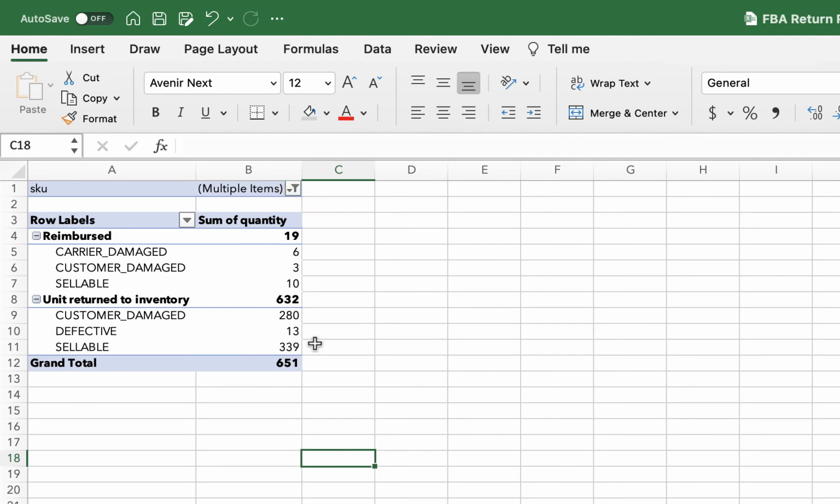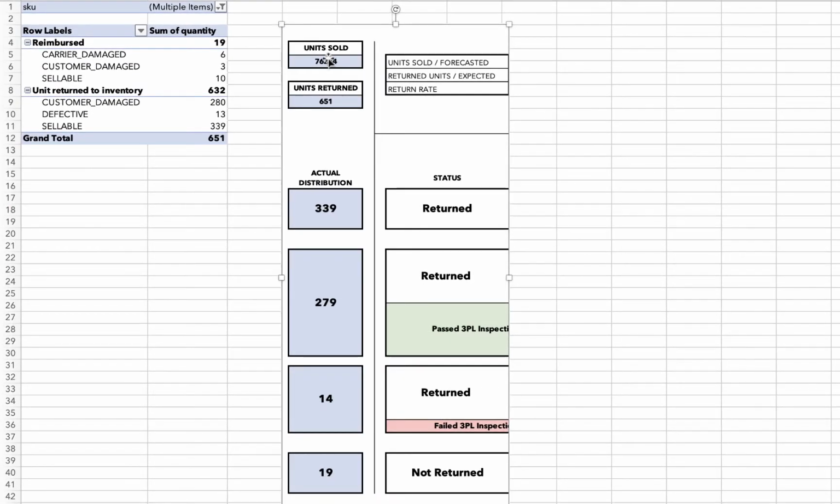We're now going to enter these numbers into the different fields on the side of the sheet. The units sold, you're going to take the total units sold. So we went to Seller Central Business Report. Last year we sold 76,294. We just enter that. The units that were returned are going to be here, the grand total. So 651 units returned. Now for the distribution, we want to see which ones were returned. And for that, we're going to go down here, returned sellable condition 339.